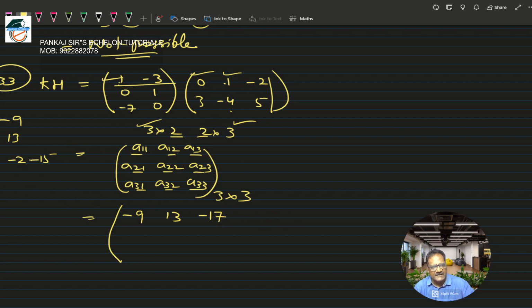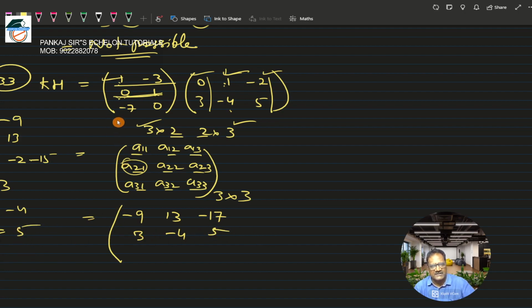Done. A21, that is this position, so second row and first column. You'll have to take this and the first column. 0 into 0, 0 plus 3 ones are 3. So it will be 3. Then A22: second row and second column. 0 into 1 is 0, and minus 4 into 1 is minus 4. So this will be just minus 4. Now A23 will be second row and the third column. 0 into minus 2 is 0 and 1 into 5 will be 5. So it will be 5 over here.